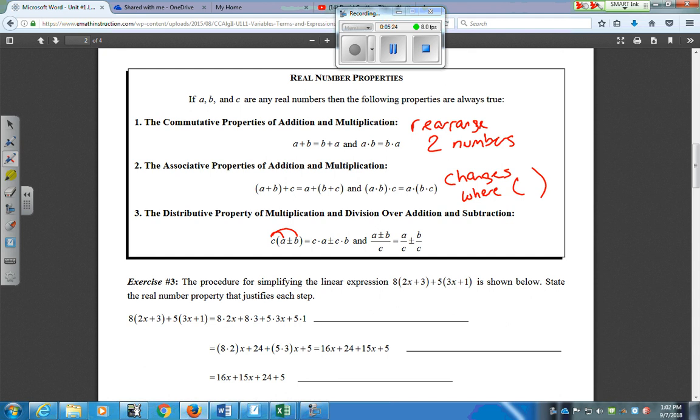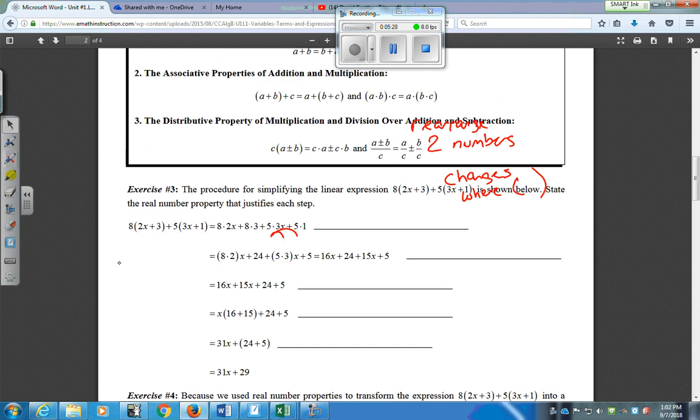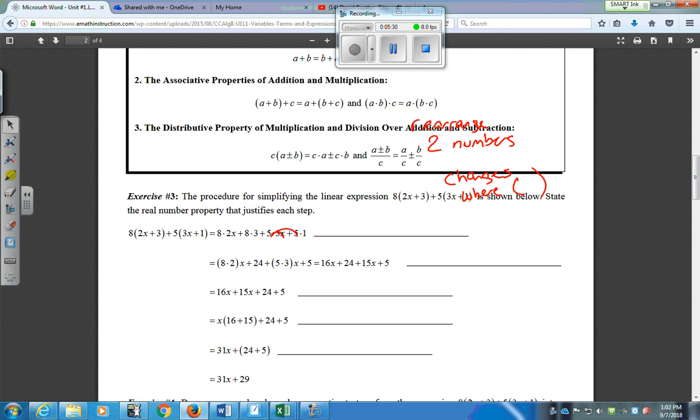So exercise 3, we're just going to fill in some justifications based on the stuff that we just talked about above to figure out what properties are going to be done. So in the case of this first one, the 8 is being distributed and the 5 is being distributed because the multiplication has taken place. So this would be distributive property. I'm going to abbreviate that, and I'm going to put, in this case, a multiplication.